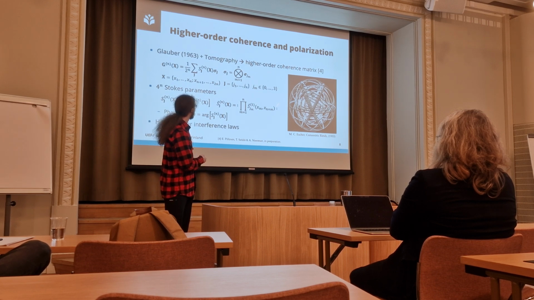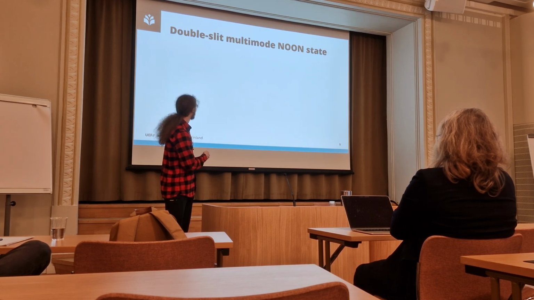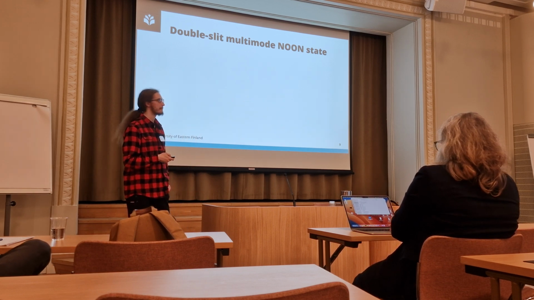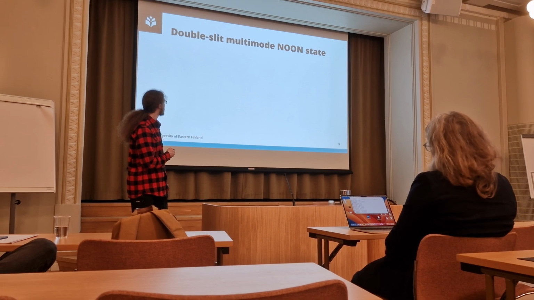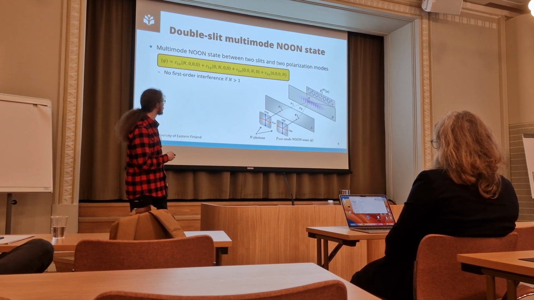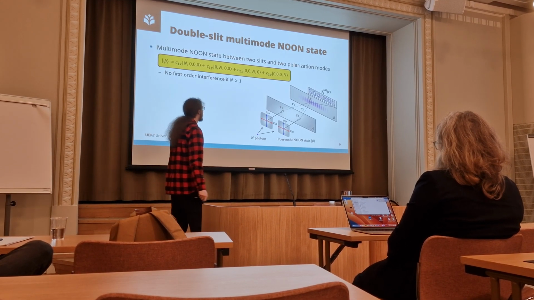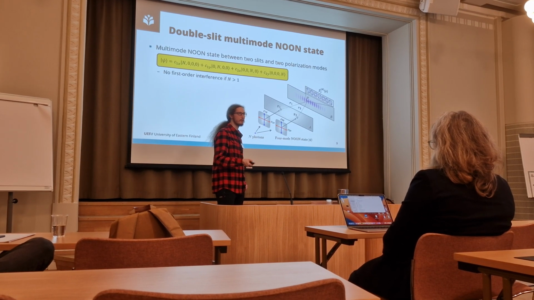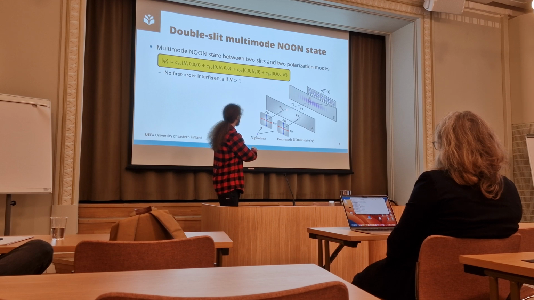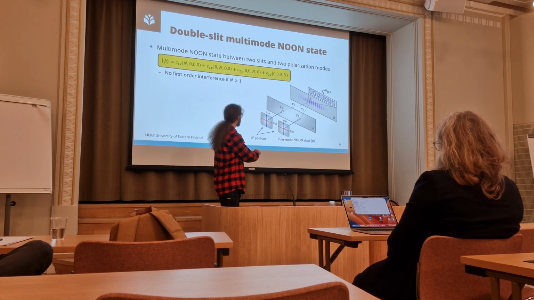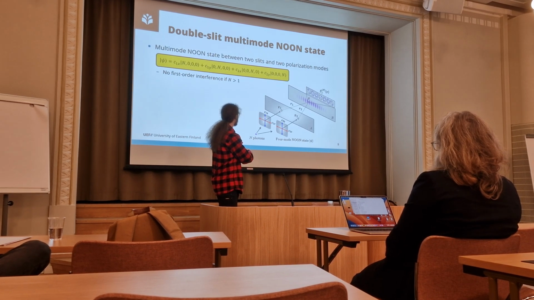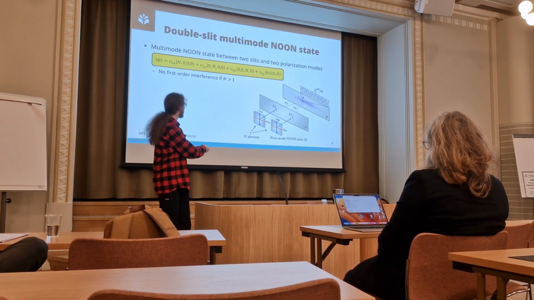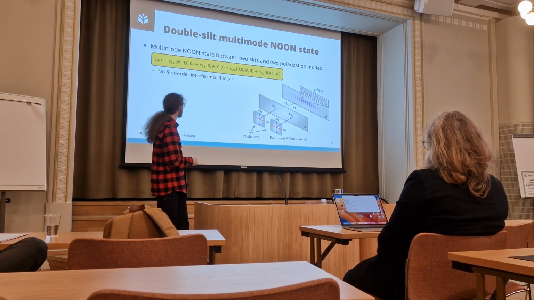However, the general description is more complicated, so we are using a particular example of double-slit interference in multimode NOON states. So what we have now is a 4-mode NOON state between 2 slits and 2 polarization modes of each slit. So there are these slit modes, there are 2 of them, and both of these have polarization modes. And there are n photons entangled between each of these modes.